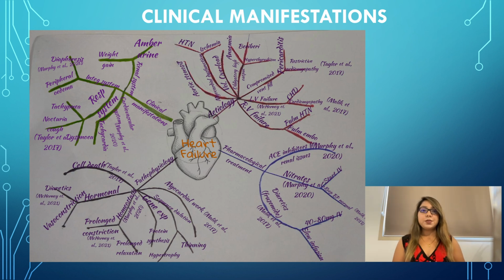Additionally, due to increased pressure in the pulmonary vessels, fluid is leaked into the air spaces in the lungs, which is coughed up as phlegm. This cough is usually worse at night due to fluid accumulation in the lungs when lying in a horizontal position.